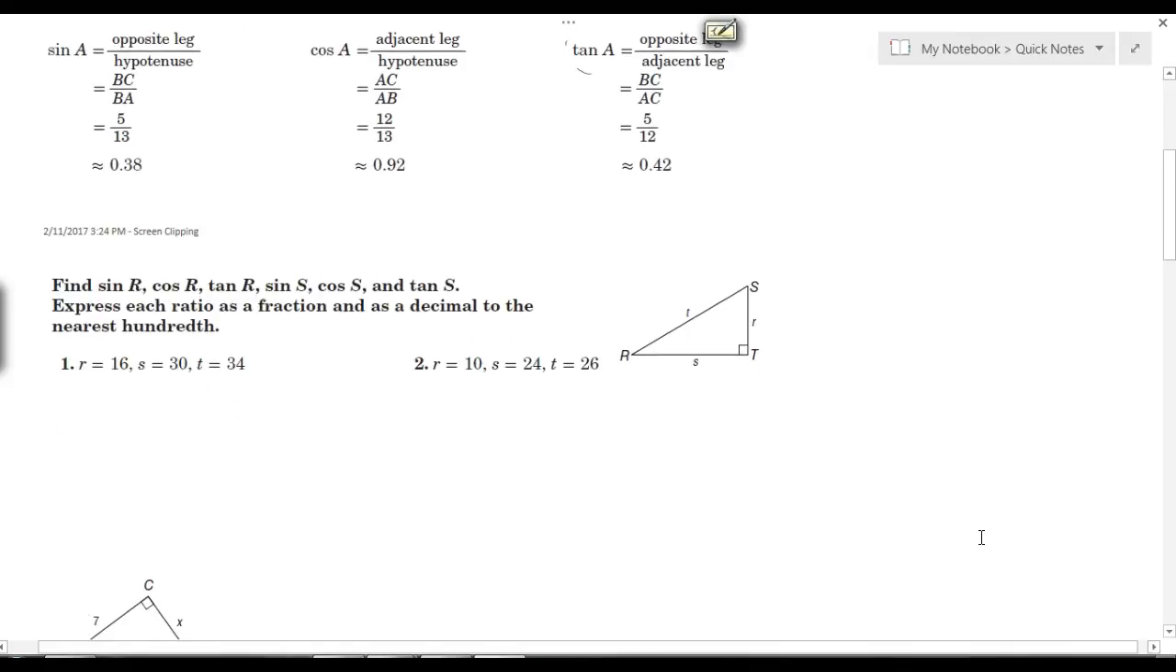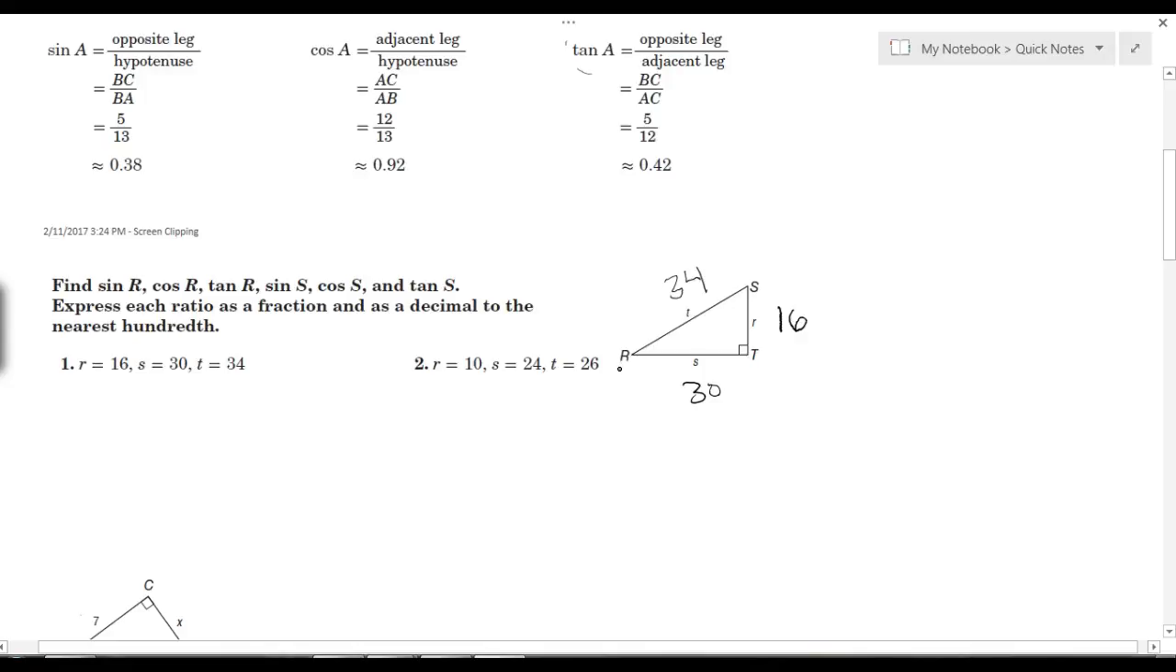So here we're being asked to find sine, cosine, and tangent of angle R and sine, cosine, and tangent of angle S. So for my first example, I'm actually going to go ahead and put the numbers up here for myself. R is 16, S is 30, and T is 34.